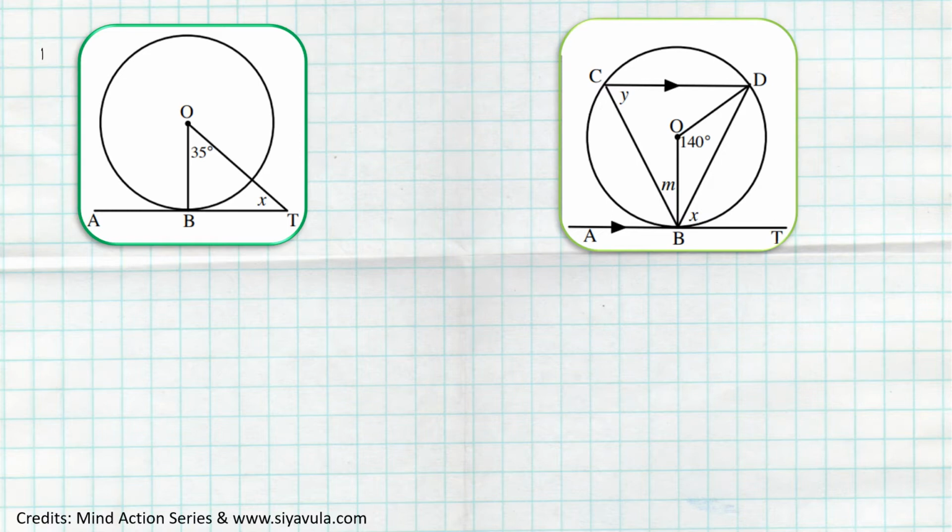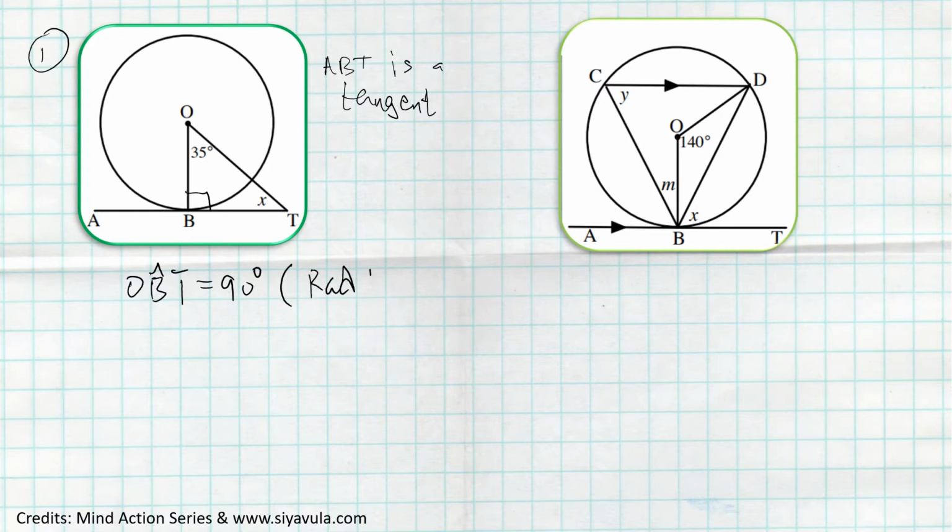All right, let's quickly take a look at an example. So in diagram number 1, they want you to solve for x. You are given that ABT is a tangent. Because they told us that ABT is a tangent, and we have a line from the center to the circumference, which we know is the radius, what do we know? Radius is always perpendicular to tangent. So we can start by saying angle OBT is equal to 90 degrees because radius is perpendicular to tangent. That's your reason.